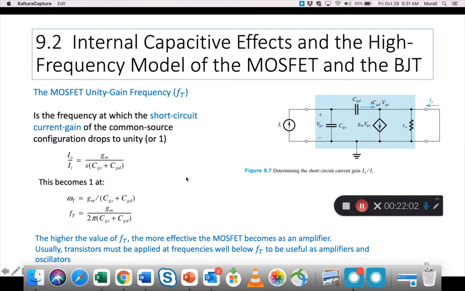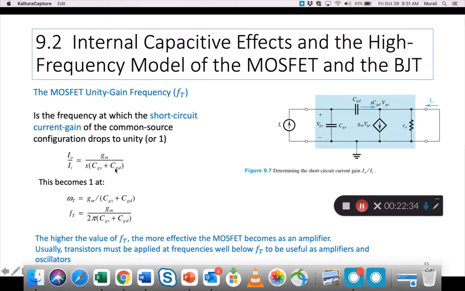So based on all that we have studied so far about the internal capacitances, a new term called Ft, unity gain frequency, has been defined. This is the frequency at which the short circuit current gain drops to unity. So far we have only studied voltage gains, right? We haven't bothered too much about current gains. But that's also an important concept, the output current versus the input current.